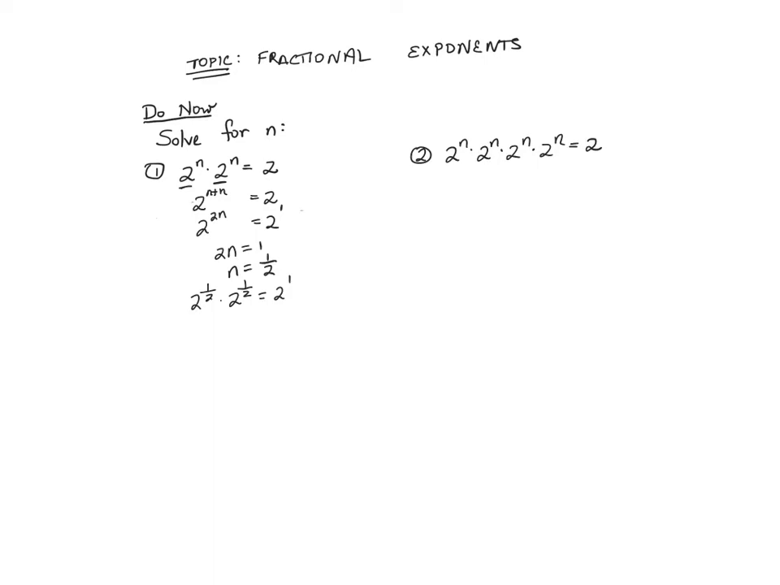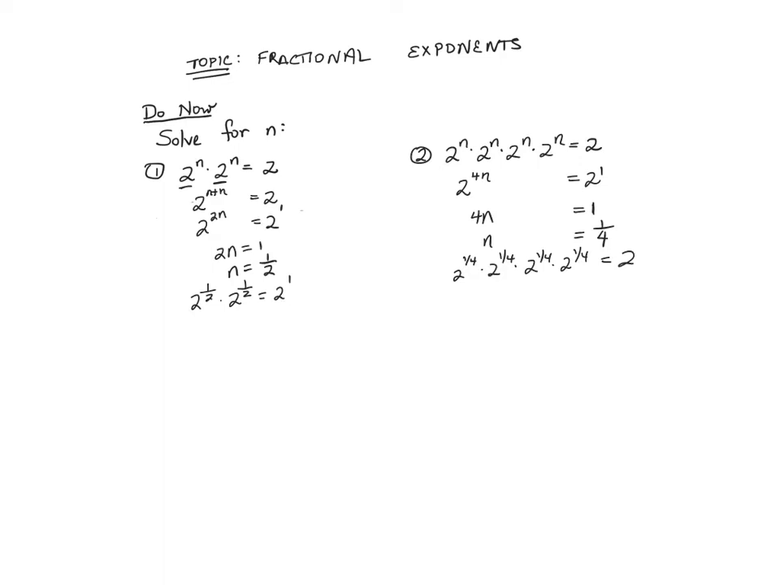Okay, and in the second one, similarly, we get 2 to the n plus n plus n plus n, which is 2 to the 4n, and that means 4n must equal the exponent of 1, and n is 1/4. So we see that 2 to the 1/4 times 2 to the 1/4 times 2 to the 1/4 times 2 to the 1/4 is equal to 2.